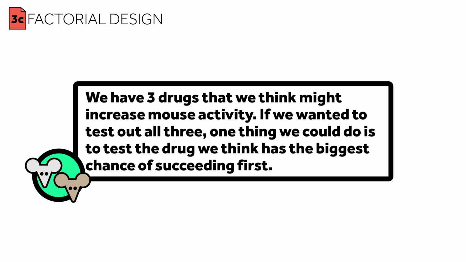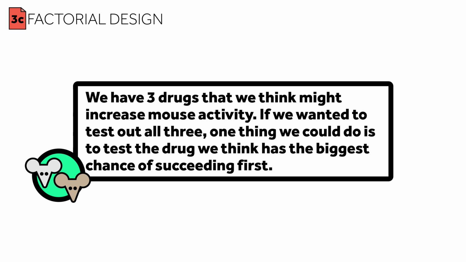How do we set up a factorial design? Our goal is to maximize our chance to see if an effect is real. That allows for decreased sample sizes or for increased power. Let's take an animal model first. We have 3 drugs that we think might increase mouse activity.